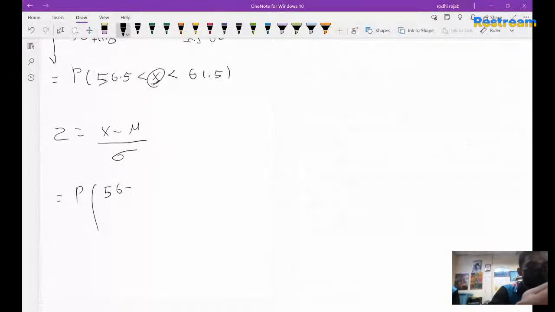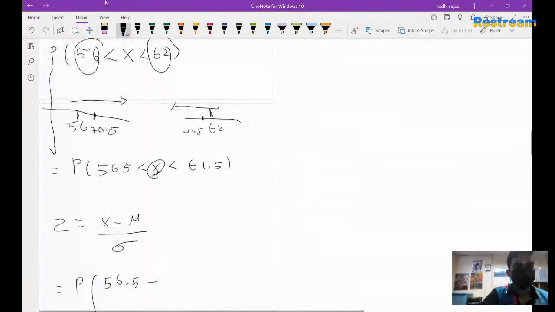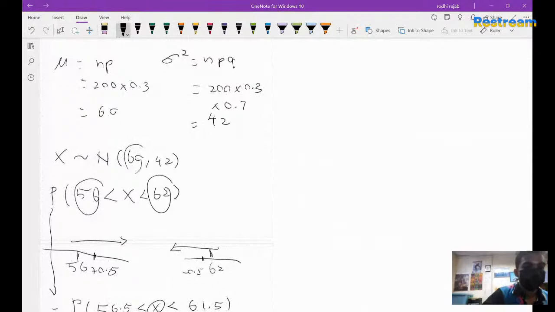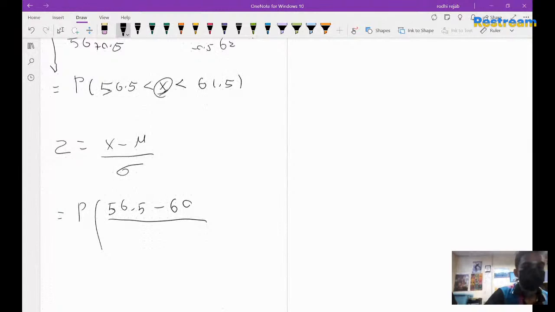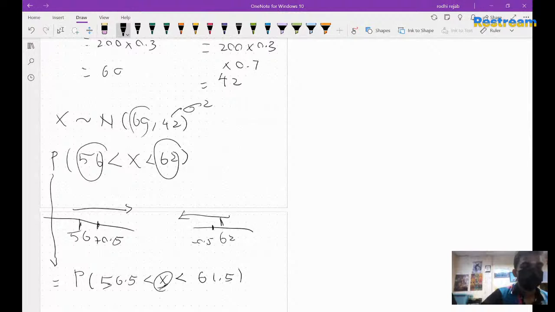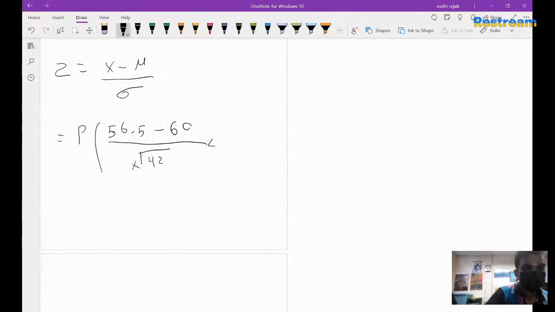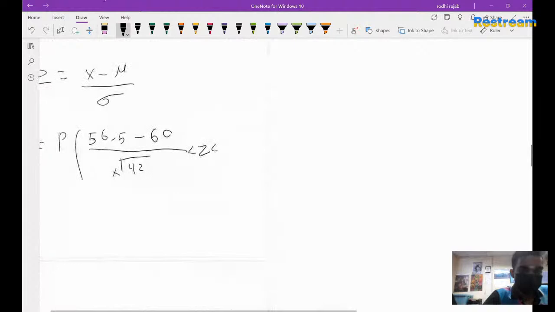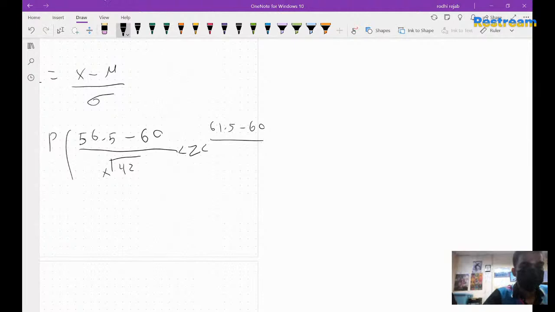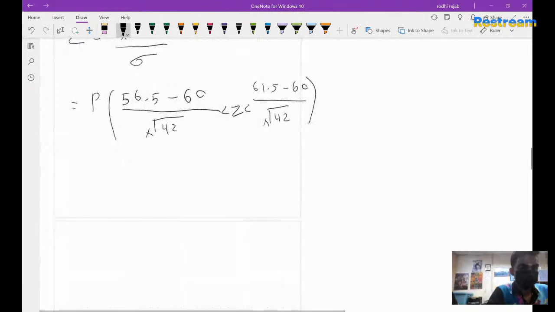56.5 minus the mean. The mean we have already found up here. Our mean is 60, minus 60 over the standard deviation. Remember, this is our variance. For the standard deviation, kita kena square root 42 ni. Square root 42. Z, negative, less than 61.5 minus 60 over square root 42. So this one, we just do the math.